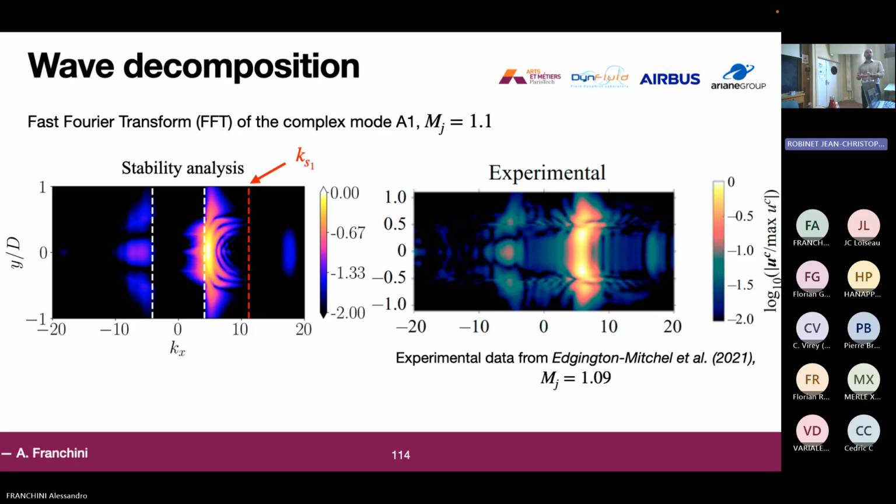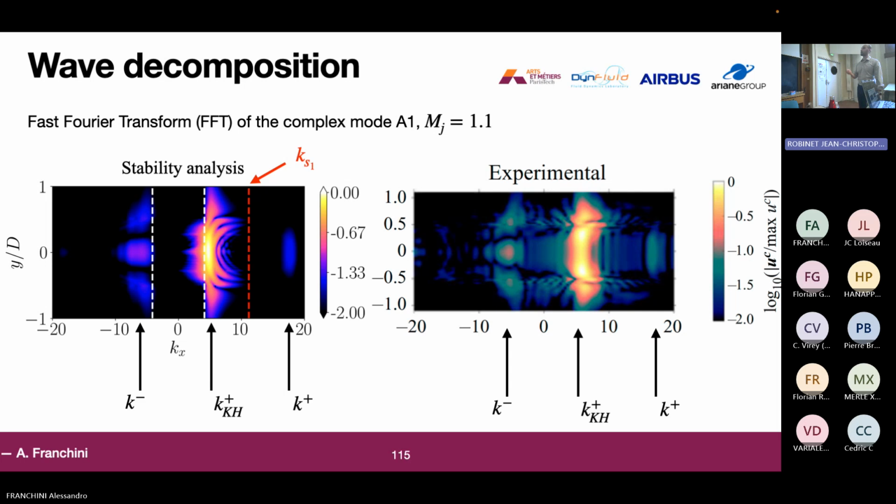So now what we can do is take the fast Fourier transform of the mode, for example, the one that has an unstable mode, which is the one that mostly represents the self-sustained property, and we do the FFT in the spatial x direction, and we compare in the radial direction with the experimental data, and we can see that there are three structures that arise and that are in common, which are here, it is the K minus.